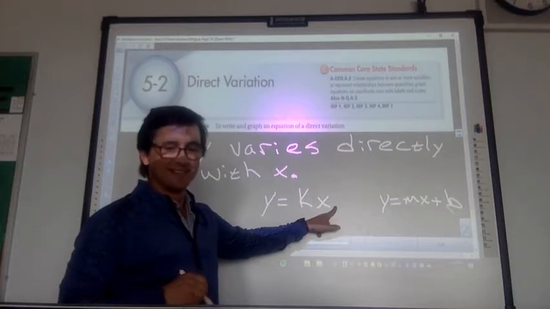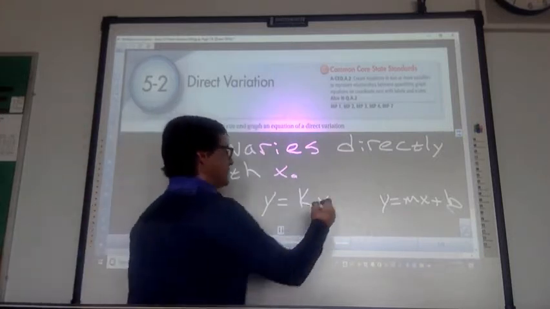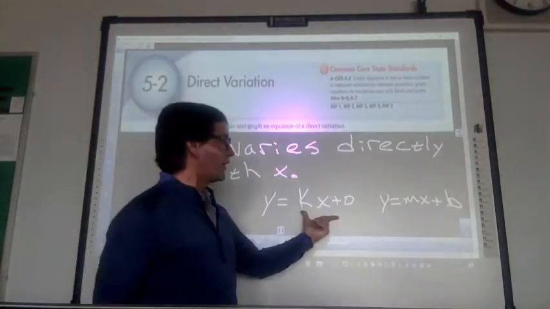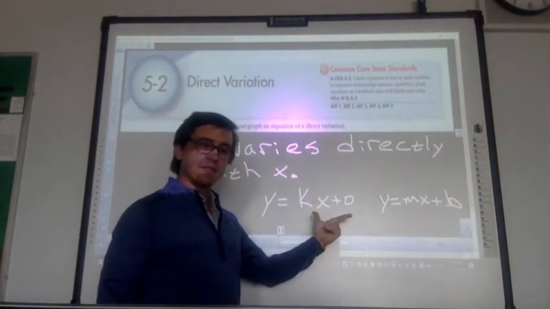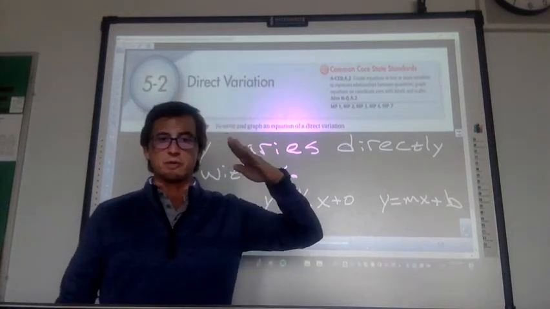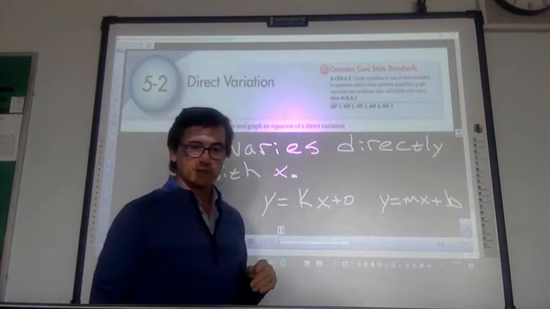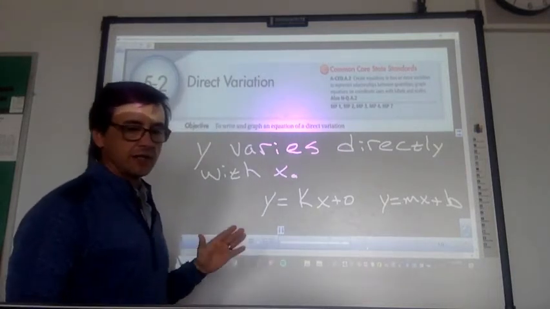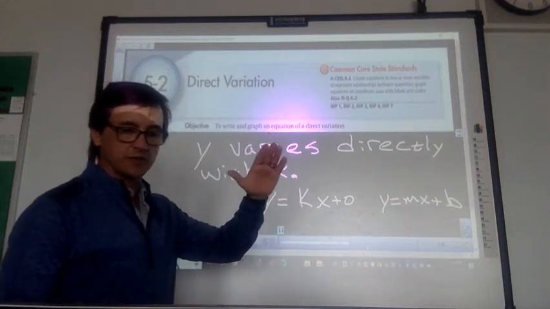Wait, is it 0? 0, yay! Good deal, right? So it is 0. So that means if you were to graph this thing, that line will always go through 0, 0. So you can look at a graph and tell me if it's a direct variation, because it'll be a line that goes through 0, 0.